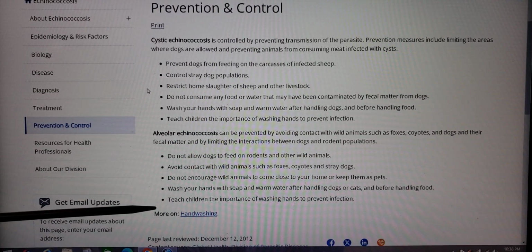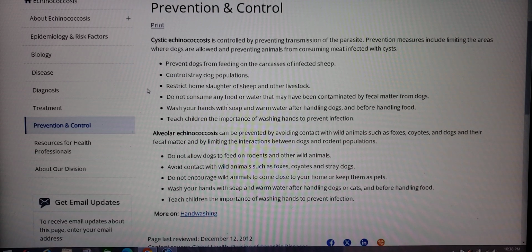Here's some prevention and control advice. What kind of prevention and control advice do you guys think we should follow? Maybe stay away from dogs?